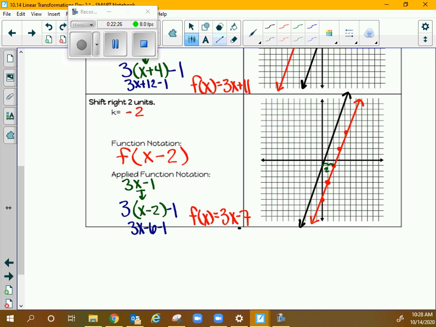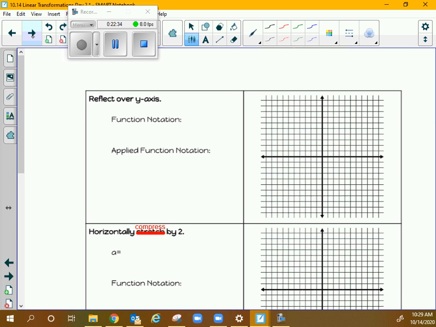Okay, y'all ready to talk about some more compressions and reflections and stretches and all that? The last three. Okay, graph on each one of these 3x minus 1. Graph it. You guys probably need practice graphing anyways.